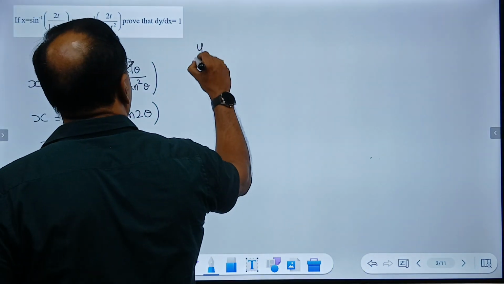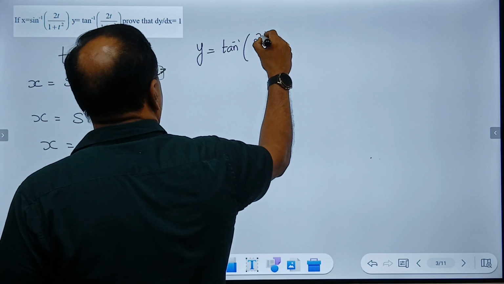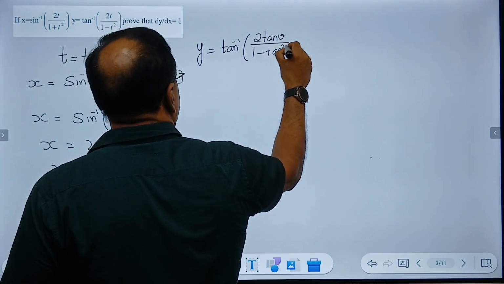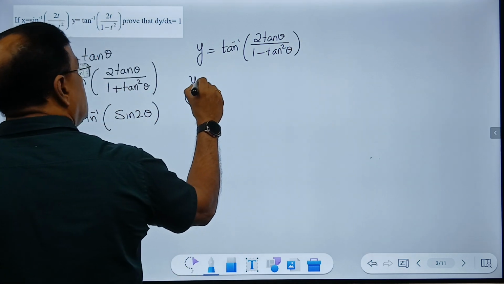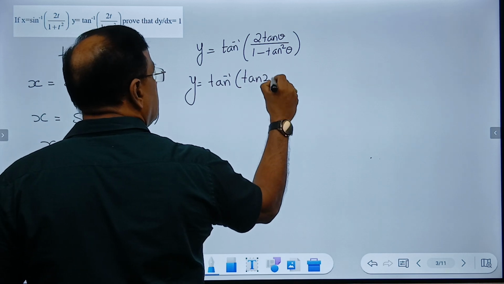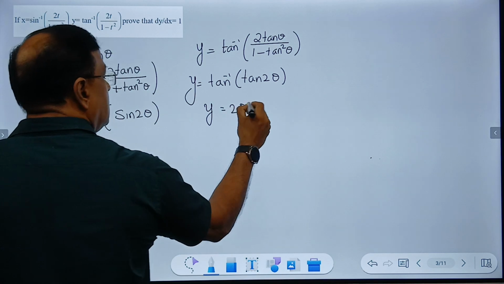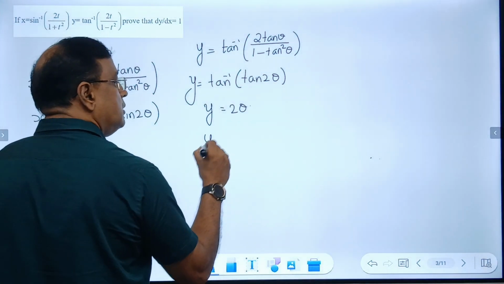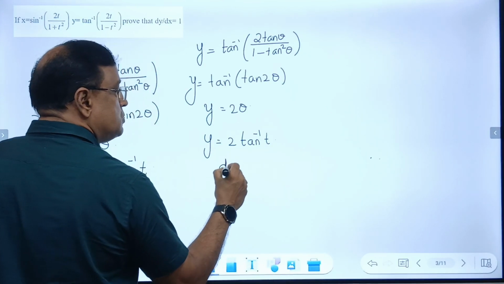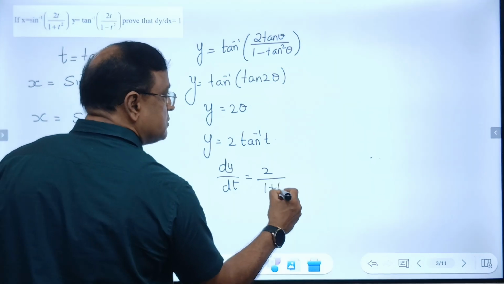Now let's go to y. Y is tan inverse of 2 tan theta by 1 minus tan square theta. So what is 2 tan theta by 1 minus tan square theta? It is nothing but tan 2 theta, all trigonometric formulas. So it is 2 theta. Now what is theta? Theta is tan inverse of t, so y is 2 tan inverse of t. So what is dy by dt? It is 2 by 1 plus t square.